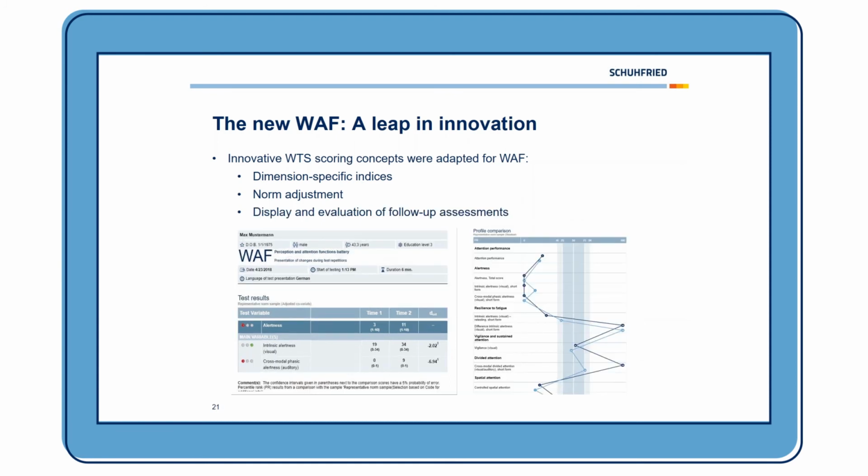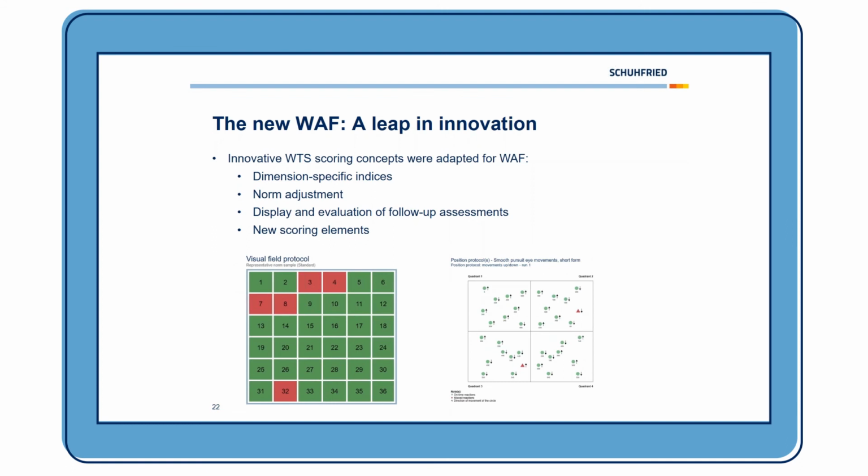So the scoring can account for the impact of multiple covariates simultaneously, and we have a greater accuracy because we don't have these different groups for the norms, but we have a big sample which uses this linear regression based approach. So another new thing is that we can now display and evaluate follow-up assessments. As you can see on the left side and also on the right side, the results from the primary testing and follow-up testing can be presented in the same table, and we also have an evaluation if there's a significant change between the results from both testing times.